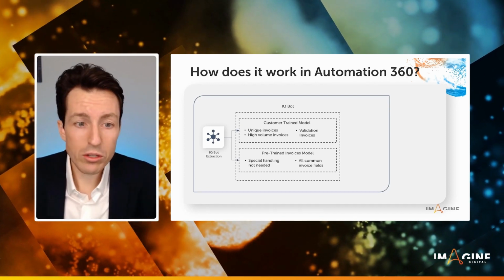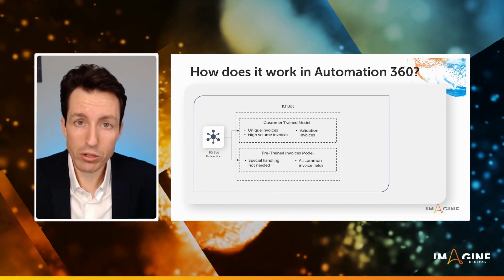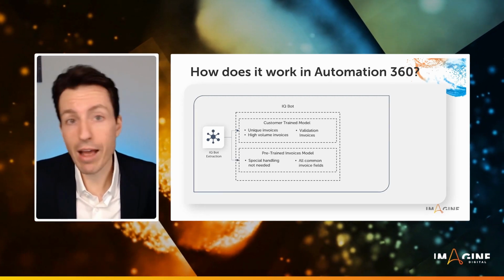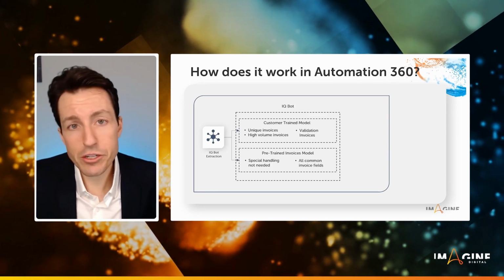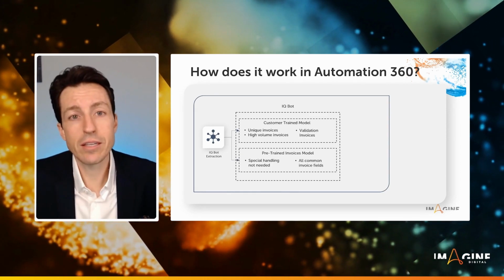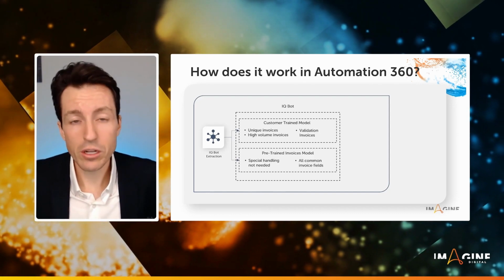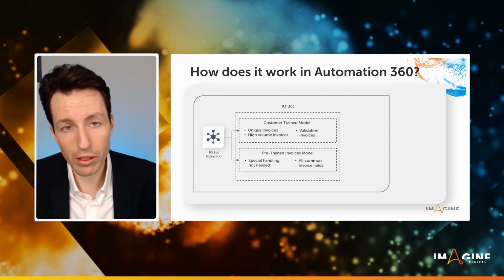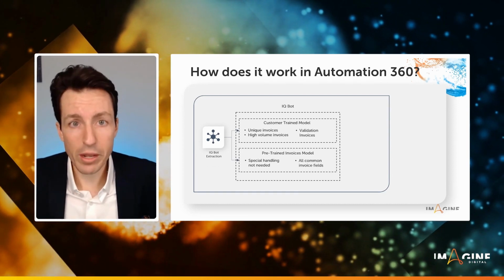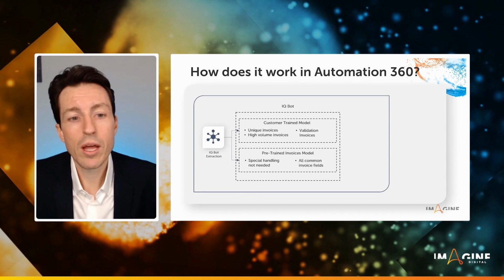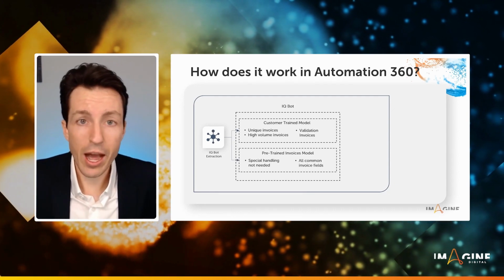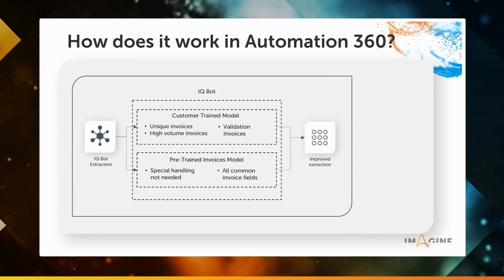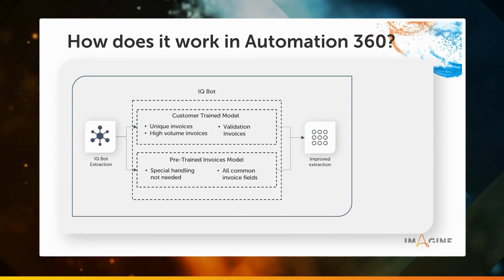It can also work alongside my customer trained models or my customer trained groups. And those groups might be for my unique invoices, high volume invoices, or validation invoices. So as I'm using this and as I see certain invoices may need validation, those might be a clue to me that that's a good opportunity to set up a new group within my learning instance to make sure that I'm automating as much of these forms as possible. But again, the combination of the two should ultimately lead to improved extraction results. And you should see that right away, right out of the box.